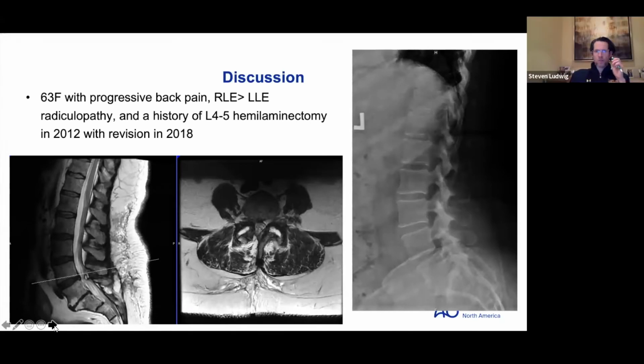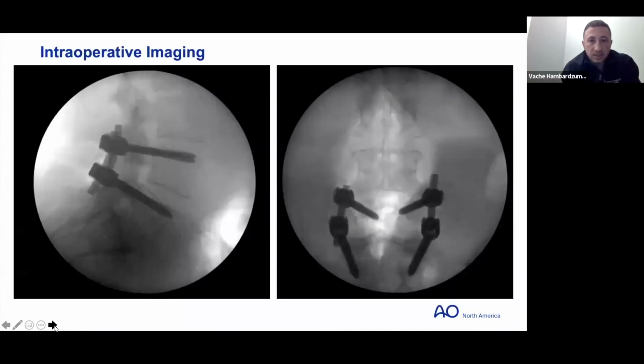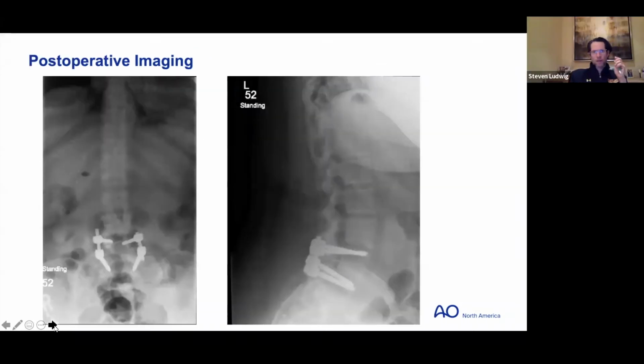So, Vachi, show us what you did, and then we'll move on to the next case. Sure. Next slide. This is what we did: a simple decompression, revision decompression with a fusion, posterolateral fusion. So understanding when not to do an interbody is just as important as understanding when to do an interbody. I think that was the point of why you picked this case.